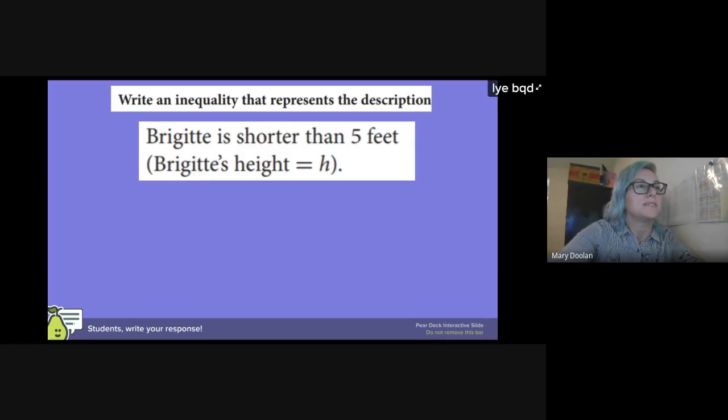Who else has it? So you're not going to use the equal sign. No equal sign. It's either less than or greater than.